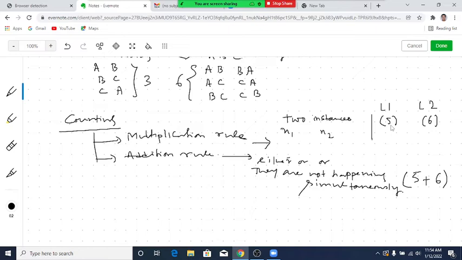So when this either or case is there, or some cases where all the things are not happening simultaneously, then actually we need to use the addition rule. Is that clear? So here there will be total 11 cases. So if two instances are there, n1 plus n2 will be the total number of cases. Is that clear for all? Yes, sir. Okay.